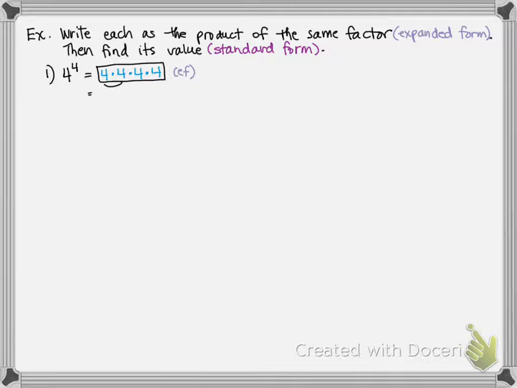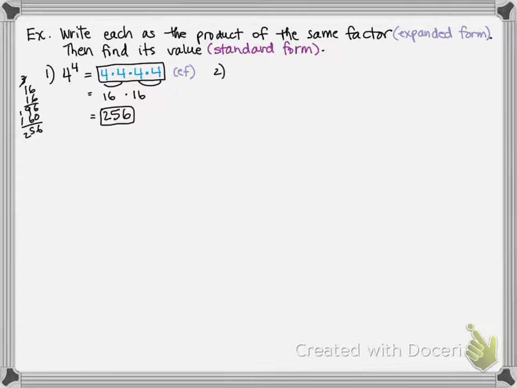So what I'm going to do is kind of do it in groups. So 4 times 4 is 16. And 4 times 4 is 16. Now off to the side, we multiply 16 times 16, and we get 256. Okay? And that's the second answer. Pretty straightforward, right? Okay, let's do another one.